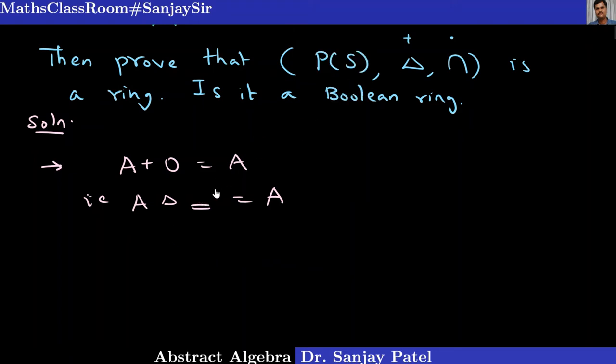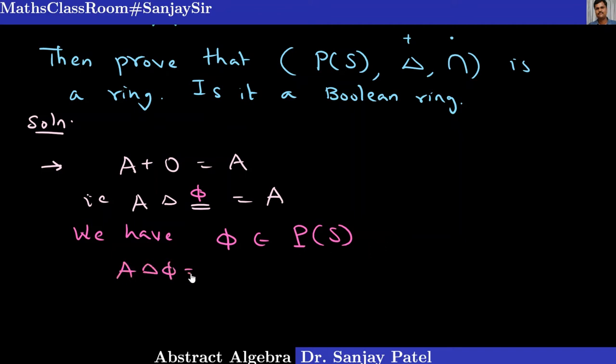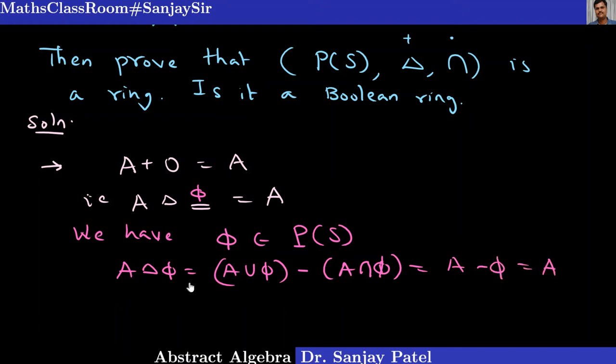And you know empty set is a subset of every set. So empty set belongs to this. We have this phi belongs to the given power set. Okay. For this phi, if we take A delta phi, that is A union phi minus A intersection phi, then you'll get A minus phi, which is equal to A. So A delta phi is equal to A, and similarly you can show that phi delta A is also equal to A.